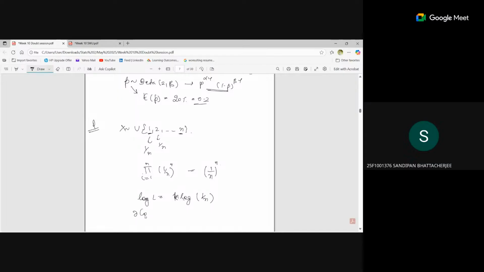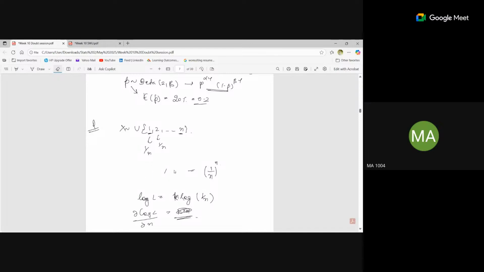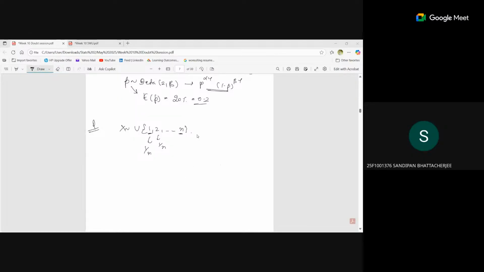So this can be written as minus n log n, right? And the n can be cancelled. So differentiating, what you will get is log n equals minus 1. Here log is actually ln, so ln n equals minus 1, that is log n by log e equals minus 1. So log n equals minus log e, so n equals e to the power minus 1.